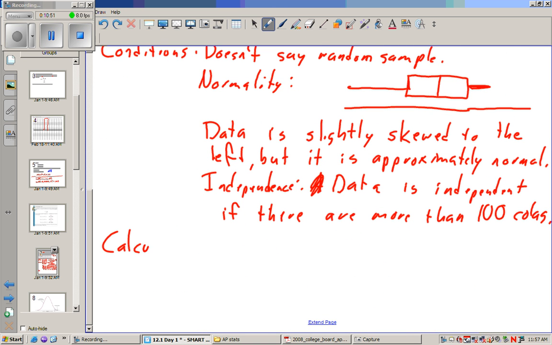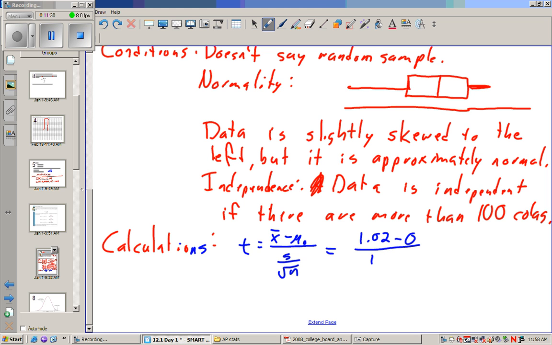So our calculations. Alright, so maybe I'll do this in a different color just to separate it. So our t statistic, we take x bar minus our null mean over s over the square root of n. So for our x bar, we do one variable stats of L1. I got an x bar of 1.01 minus 0 divided by our s, which is 1.196 over the square root of 10.